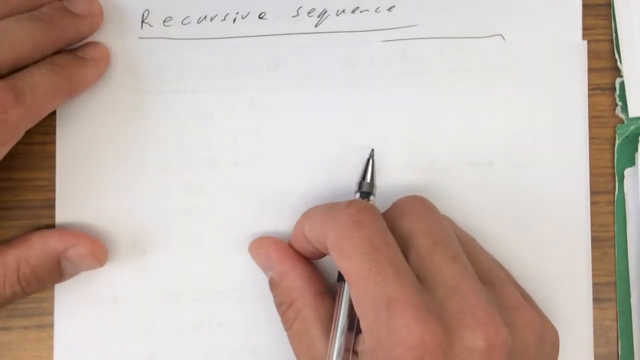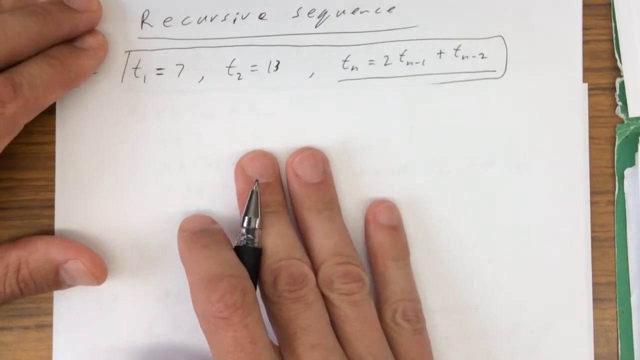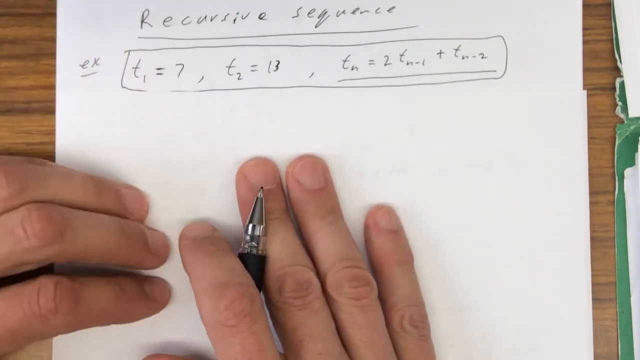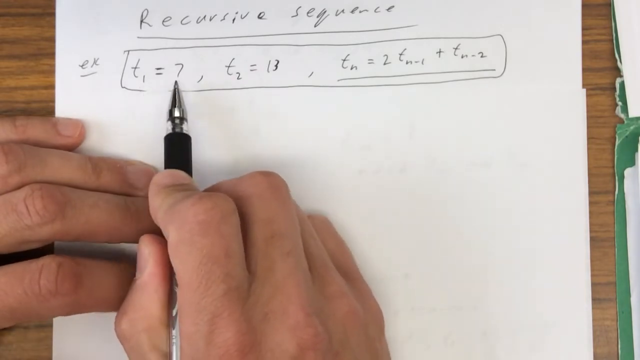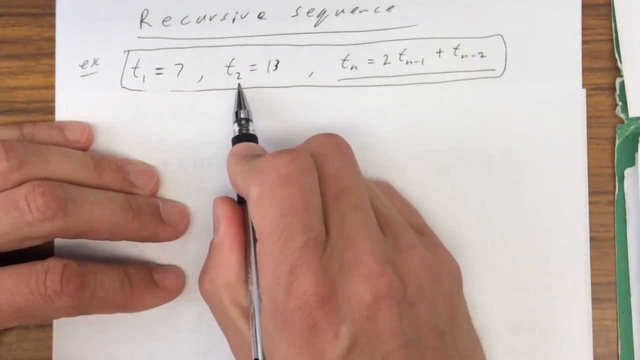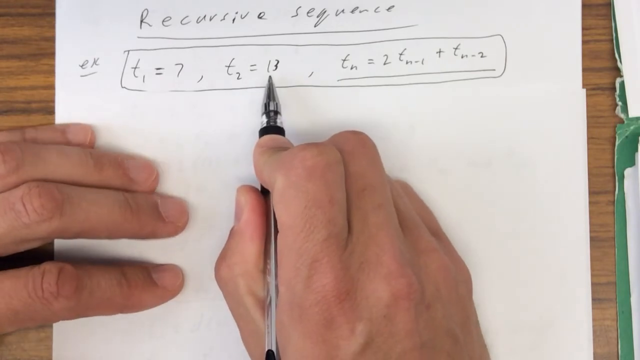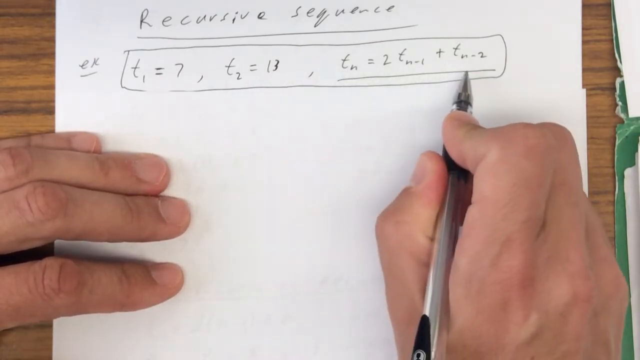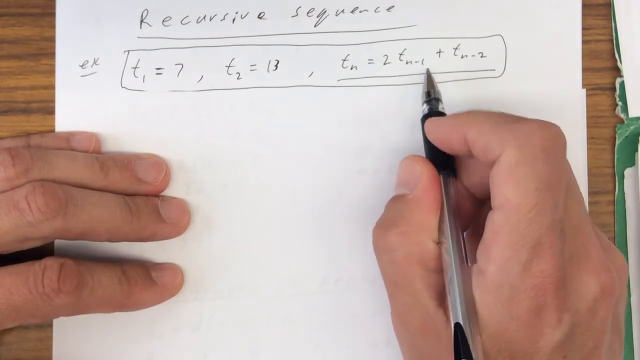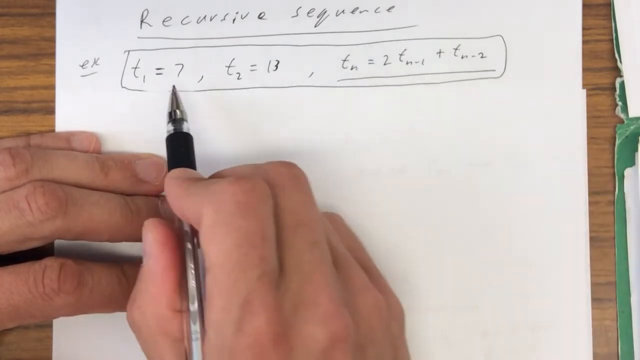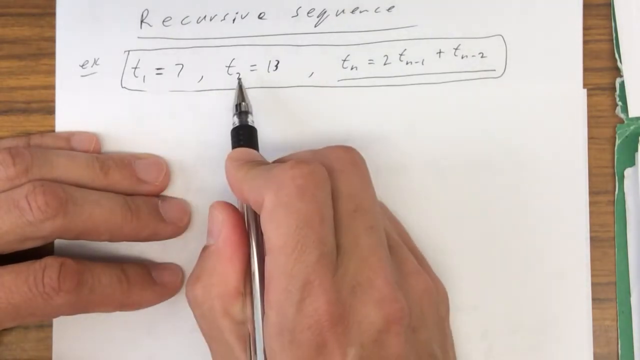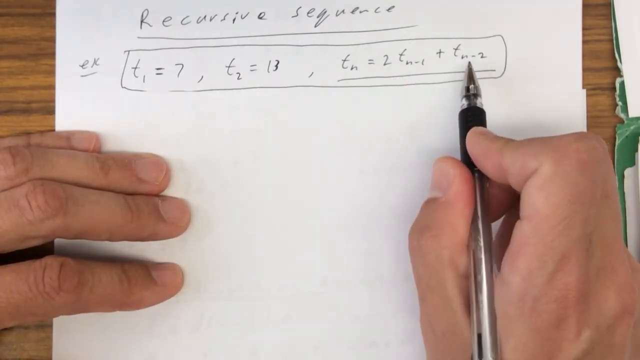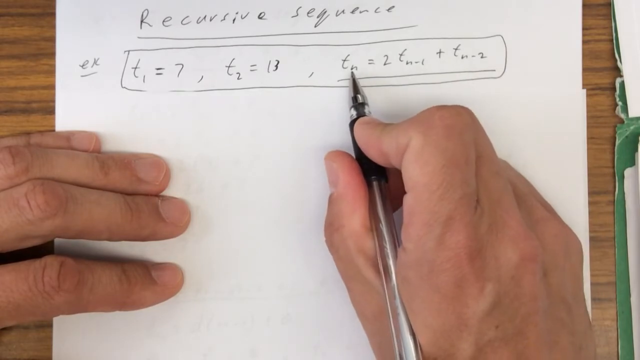Okay, so here's an example of a recursive formula for a sequence. In this one, you're given the first term, t1 is 7. The second term, t2 is 13. And then here is the formula for it. The whole definition for the recursive sequence has to have at least the number of terms that are in the formula.